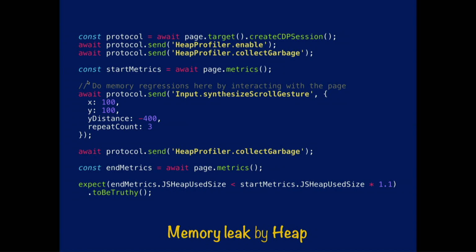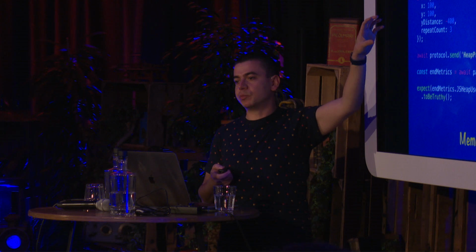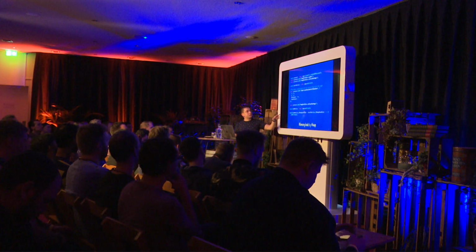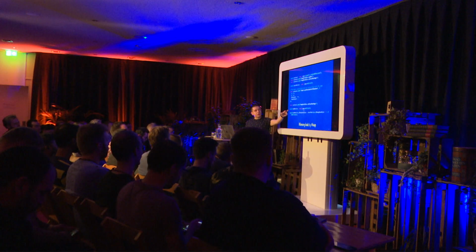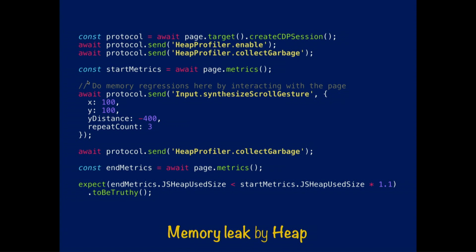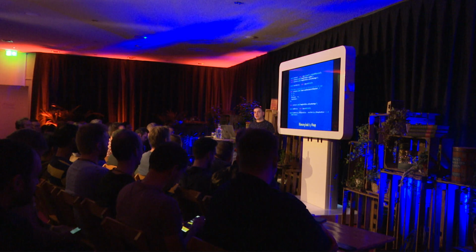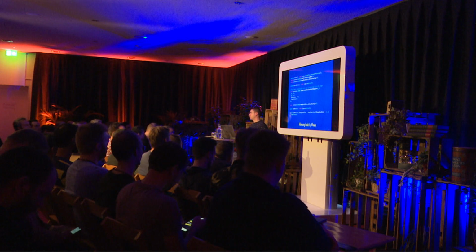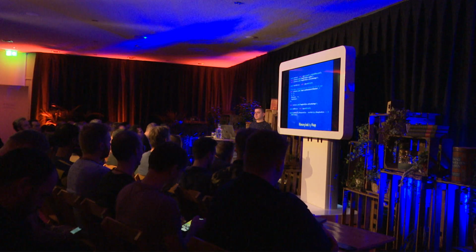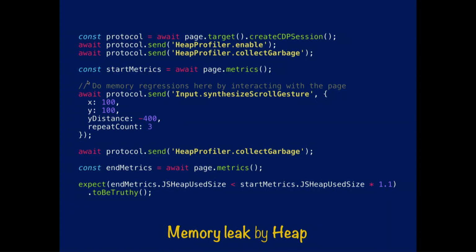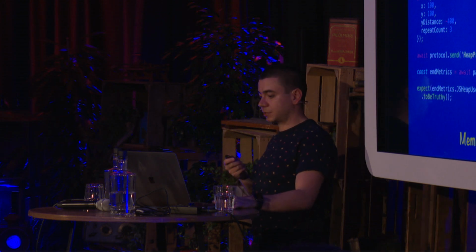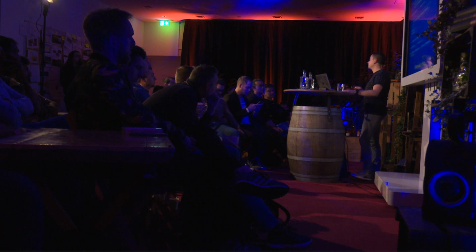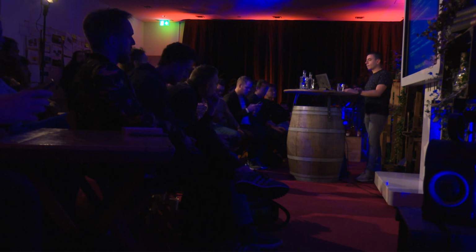Again, doing memory regressions here, it can be more interesting things that can create memory regressions. It's up to you. This time is, for the sake of the examples, just scroll. And you collect the garbage, and then for the end metrics, you compare JavaScript heap use size with the start metrics, JavaScript use heap size. And if it's more than 10%, it will fail. So this is not very straightforward test, but it will at least give you some alerts for the memory regressions you might have. You can also increase this threshold to catch them over 20% or more.